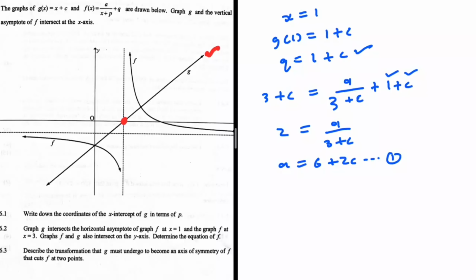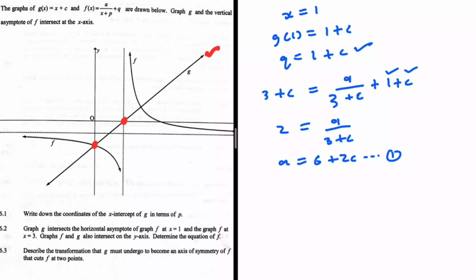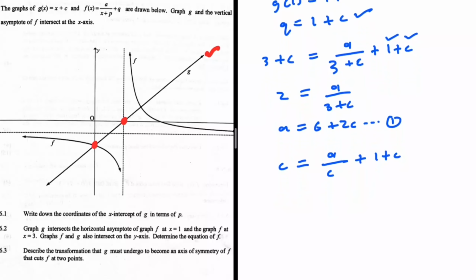And then another piece of information. Graphs f and g also intersect on the y-axis. It looks like it's that point, on the y-axis, where they intersect, and x equals 0, right? So if x is 0 at that point, we're going to have x plus c for g of x, which will just give us c because x is 0. And then for f of x, we would have a over 0 plus p, right? But p is equal to c, so c equals a over c, and then plus q.